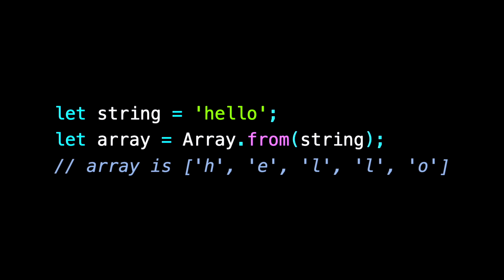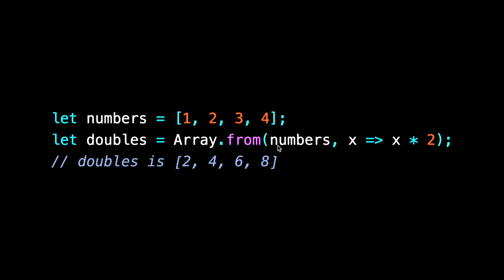The .from method creates a new shallow copied array instance from an array-like or iterable object. So we create an array from the word hello. You can also use from with a map function. So the .from creates a new array from this numbers array, and then the map function is applied to each element in the numbers array. So each element in the new array is twice the corresponding element in the original array.